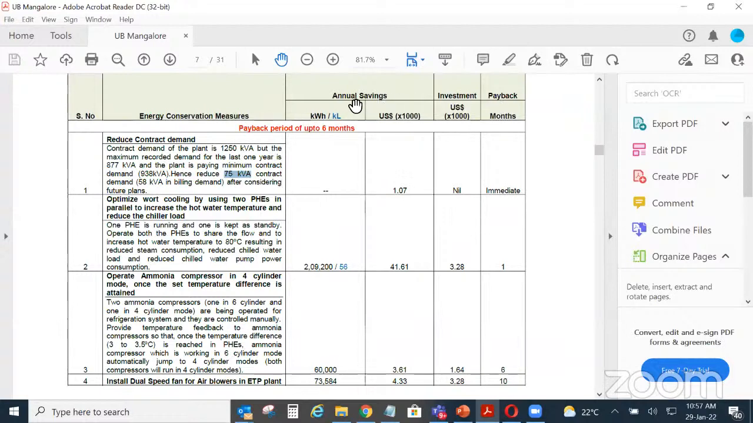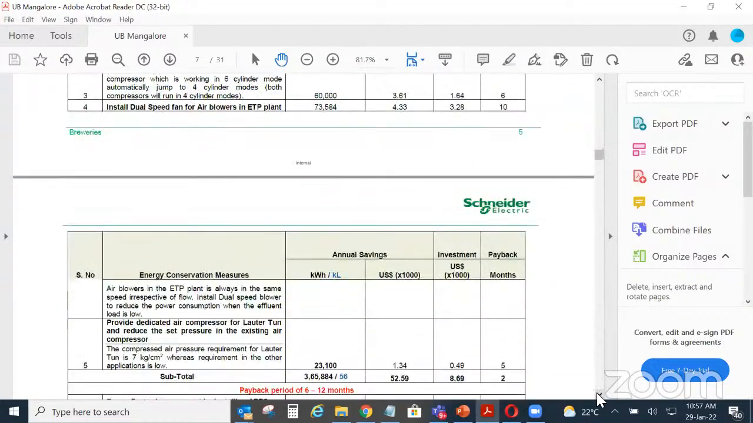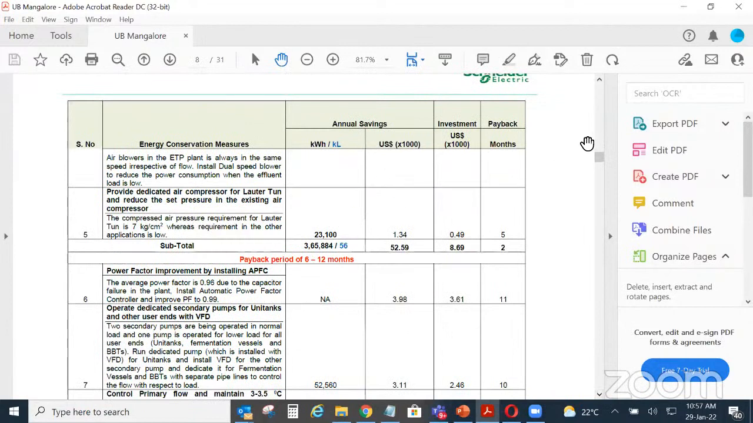So there are three columns here: annual savings in terms of kWh, then cost benefit in terms of monetary benefit in rupees, then investments, then your payback. So this is how the summary goes, and finally we should see overall. This payback is coming in less than 6 months, whatever, 1 to 5. And the next category we need to categorize between 6 months to 12 months.